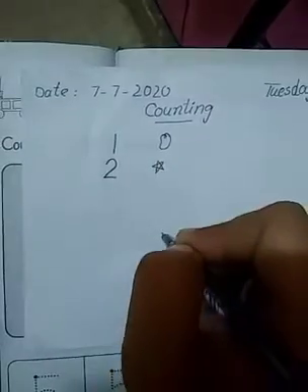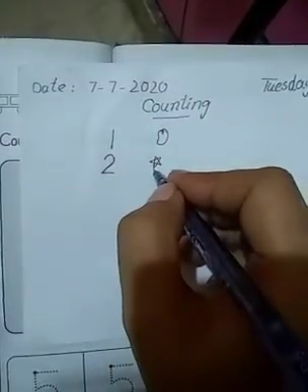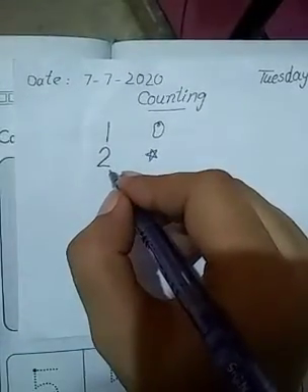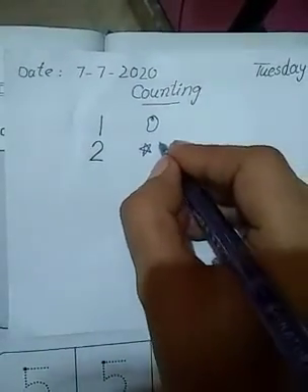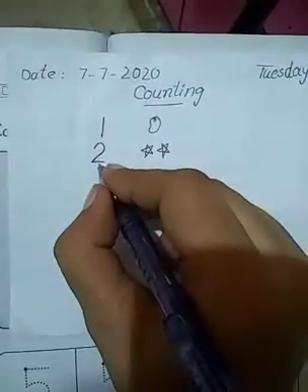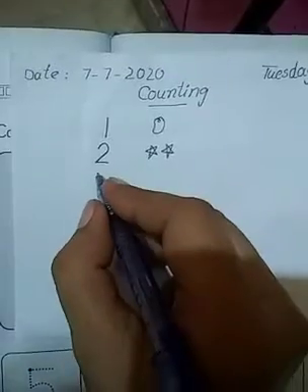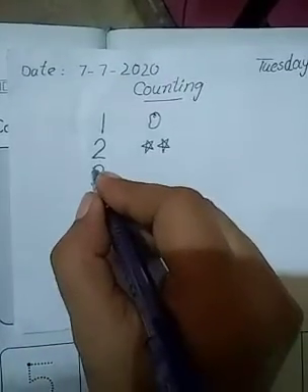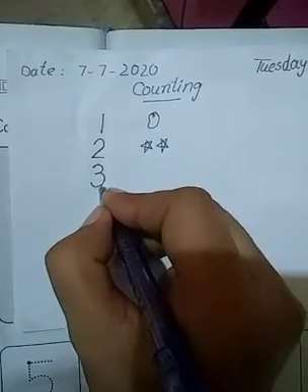How many stars are there? Oh, teacher, it's only 1 star. So the number is 2. So we have to draw 1 more star. Now these are 2 stars. Now we have to write 3. What is this? 3.